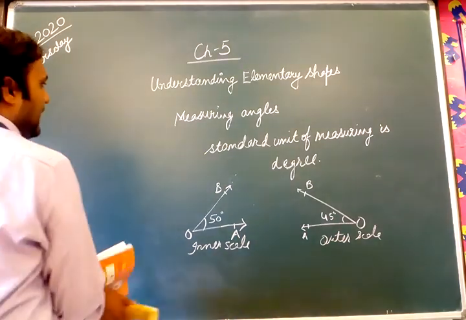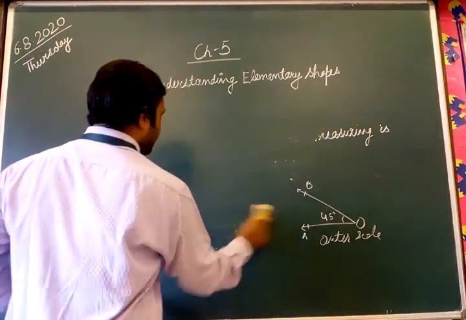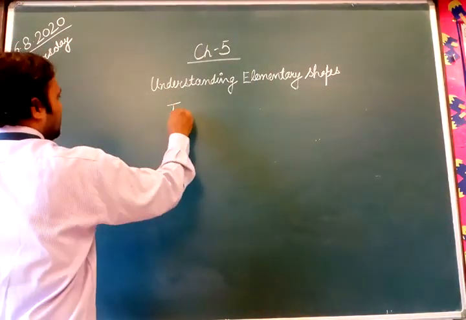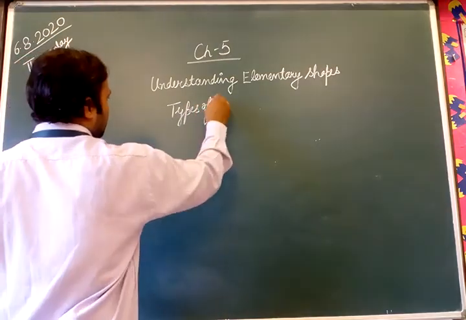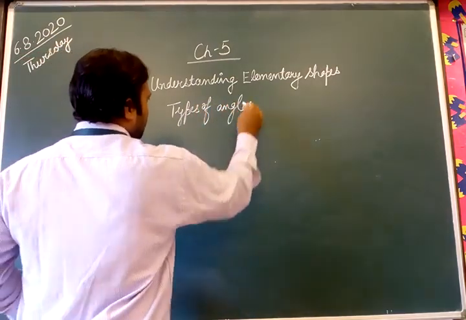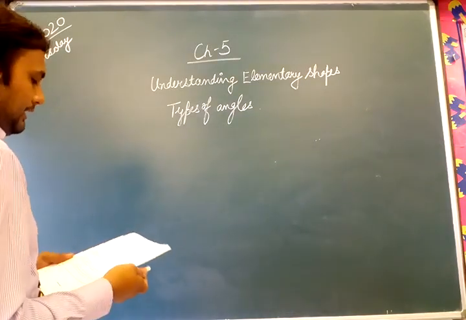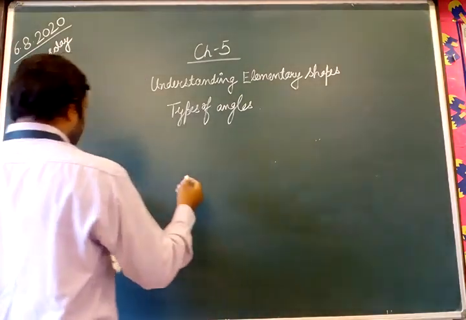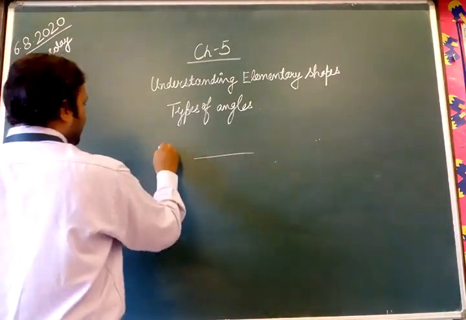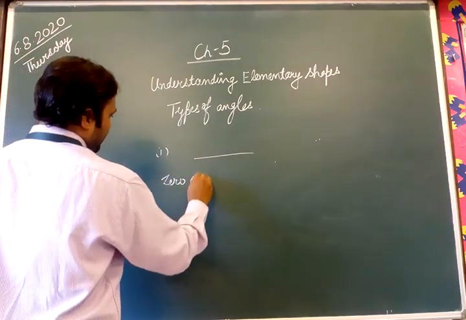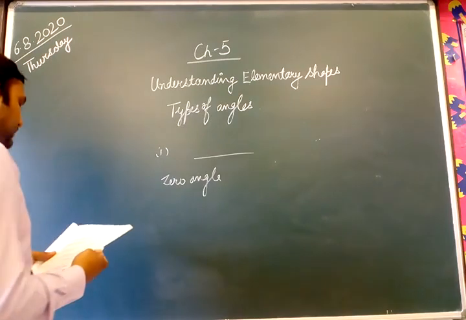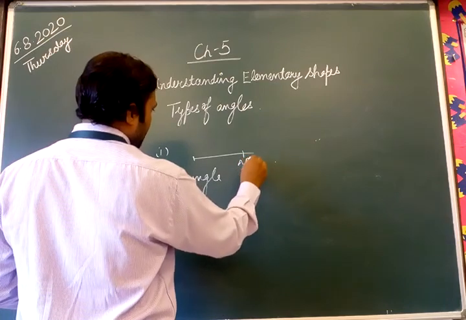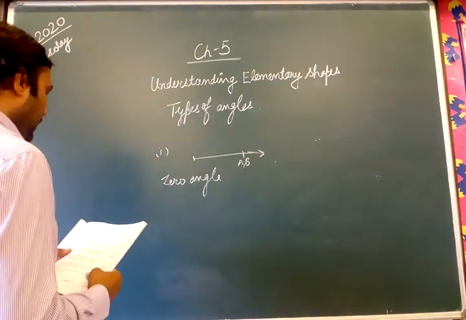Now the next thing is the types of angle. We have to discuss the types of angles. A lot of angles are there according to the magnitude, and the angle increases. So the name of the angle, first is the zero angle. The ray AB is in the initial position. The angle formed is 0 degrees.